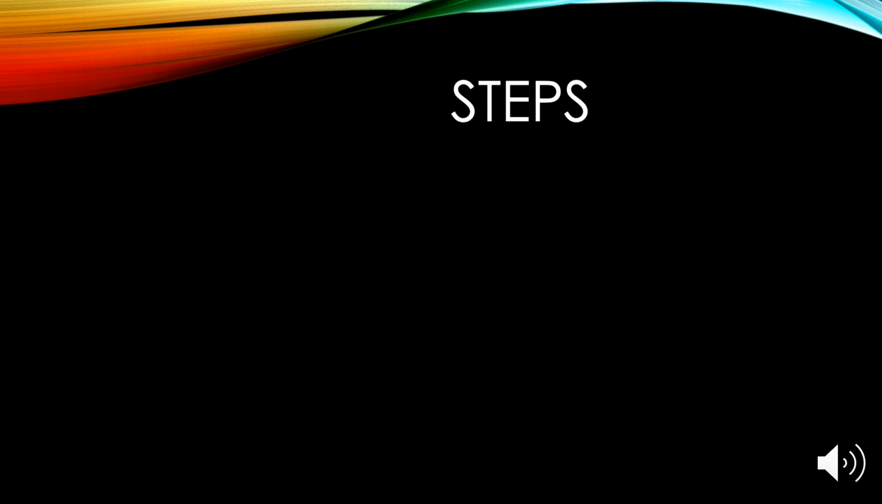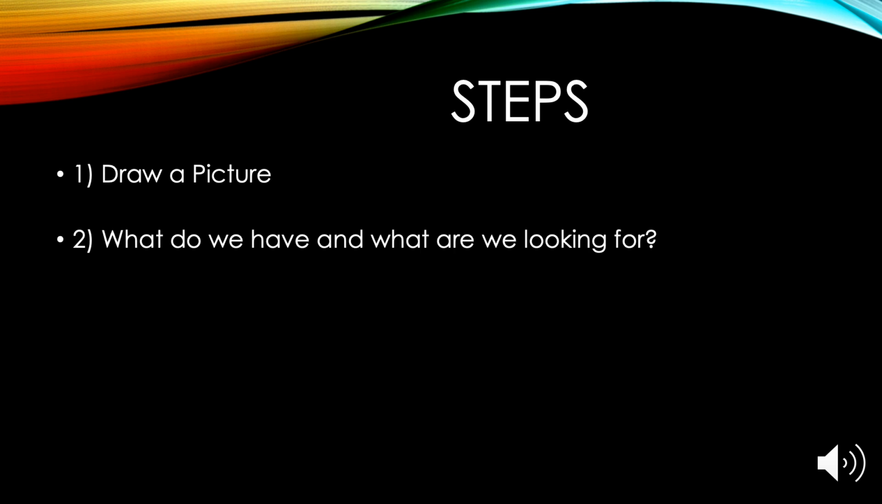Step 1, always draw a picture. Okay, after we draw our picture, we want to define our variables. All right, what do we have and what are we looking for? All right, next step, what are our known equations? A lot of times it's geometric, Pythagorean theorem, volume of something. Otherwise, we just got to find out, what can we derive from to get our answer.